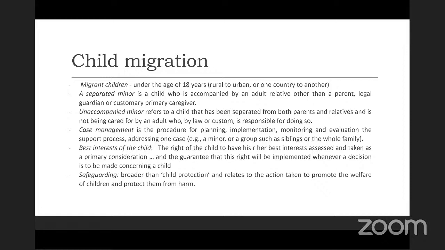So you're not traveling with your parent, because if they were traveling with their parent, they would be considered part of a family migration. So that would be a bit different, and the provisions also slightly different, but in some cases the same. An unaccompanied minor is separated from both the parents and the relatives, with no care at all, whether by agreement with the parents or by a legal document, that anybody is responsible for this child.